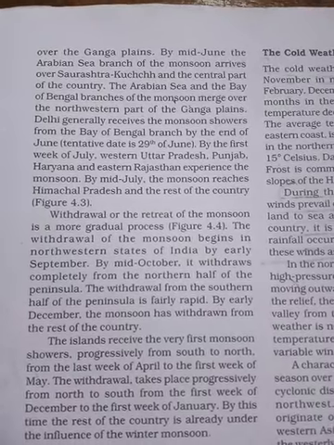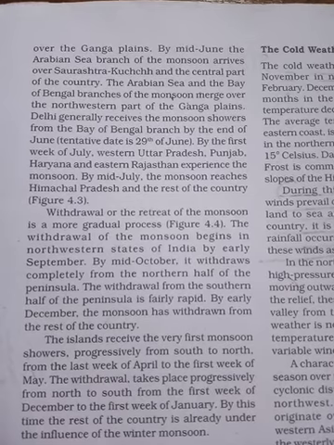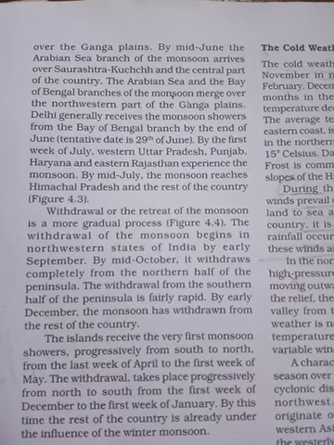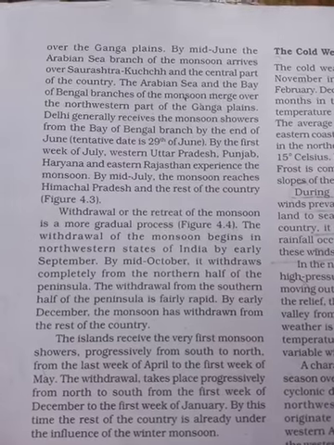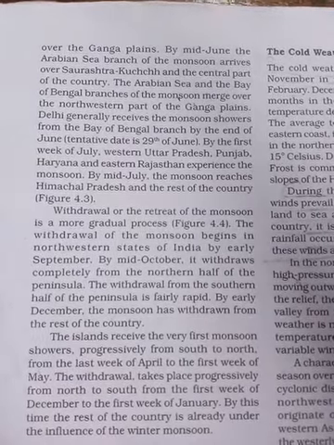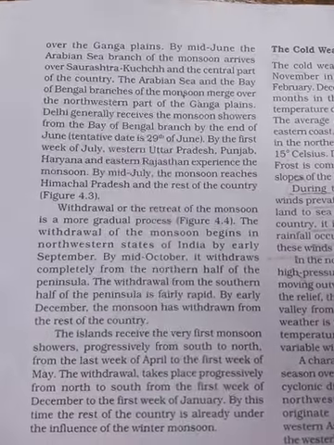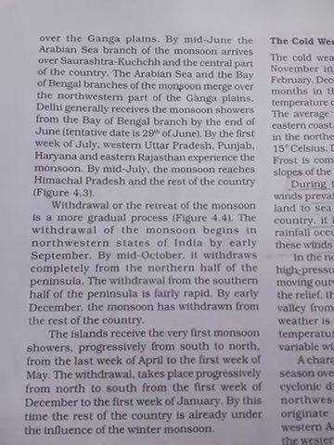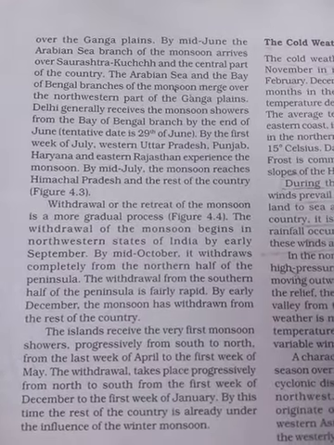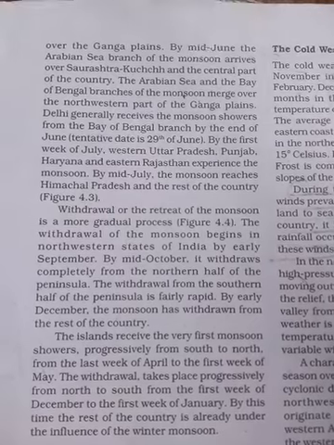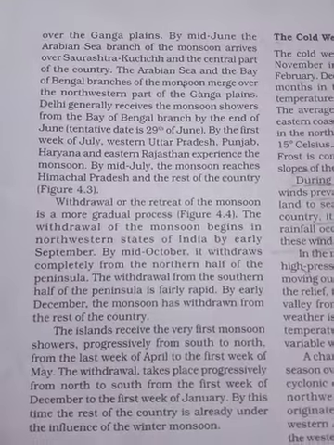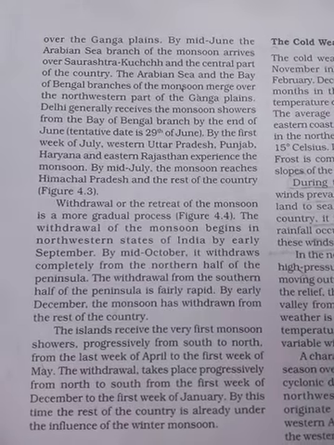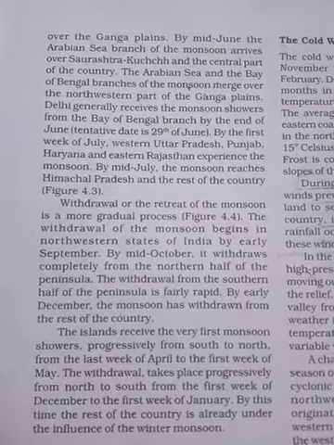By the first week of July, western UP, Punjab, Haryana and eastern Rajasthan experience the monsoon. So in Delhi it arrives around 29 June, and in the first week of July, UP, Rajasthan and Haryana experience the monsoon. By mid July, it reaches Himachal Pradesh and the rest of the country.